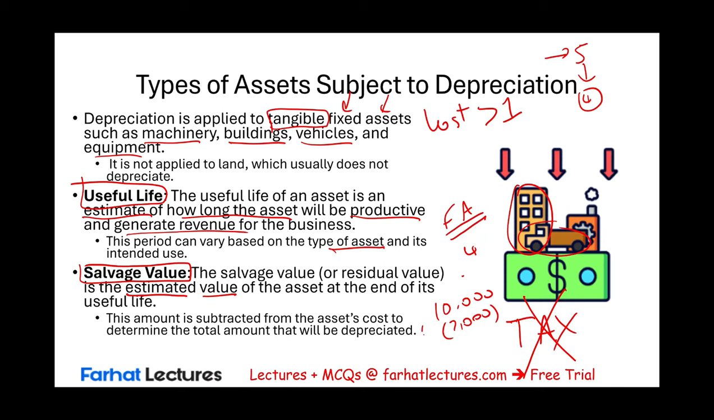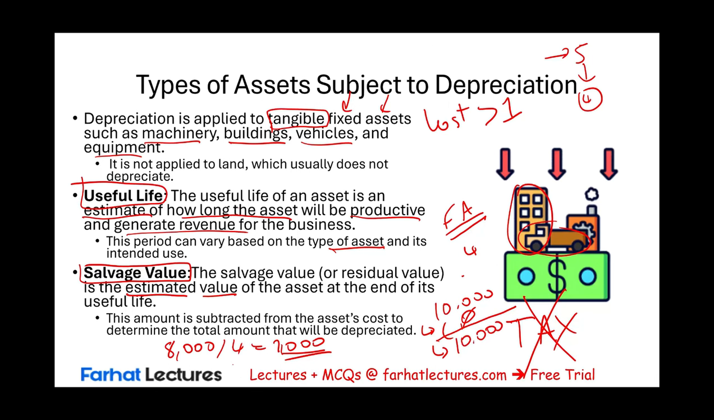Now, if I include a salvage value, I'm going to take the cost, $10,000, minus $2,000. What I'm going to be left with is $8,000. $8,000 is the amount I am going to depreciate. So if I include the salvage value, it means I'm going to take this $8,000 and divide the $8,000 by 4, and each year I'm going to depreciate $2,000. Or I could also assume the salvage value is 0, and this is what I assumed earlier, and I have to take the $10,000 divided by 4.